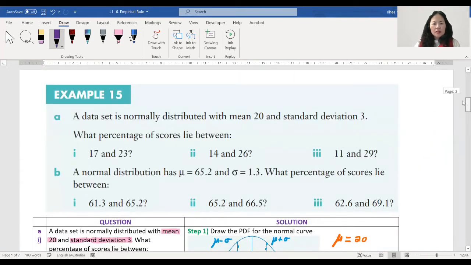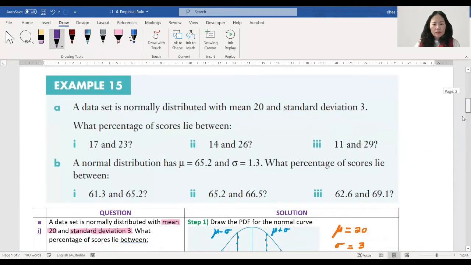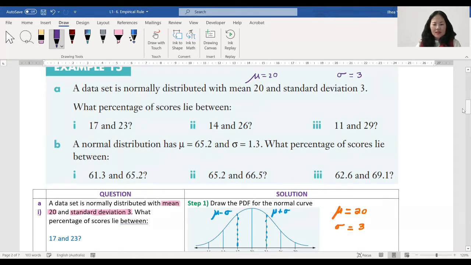So let's have a look at example 15. A data set is normally distributed, so it's a normal distribution, obviously, with mean 20. So my mu, the middle of the bell curve, is 20, and the standard deviation, my sigma, is 3. So it's going up by 3, going down by 3 from 20. What percentage of scores lie between 17 and 23?